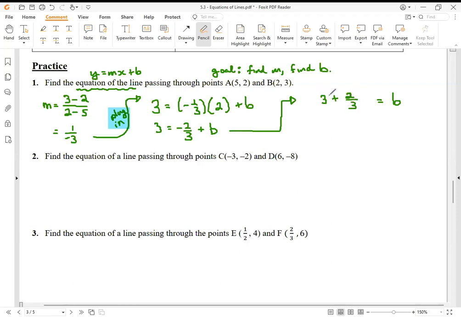And so if I have the same denominator, 3 is the same as 9 over 3. So b equals 9 over 3 plus 2 over 3, which is 11 over 3. Therefore, annoying, y is equal to negative 1 over 3x plus 11 over 3.